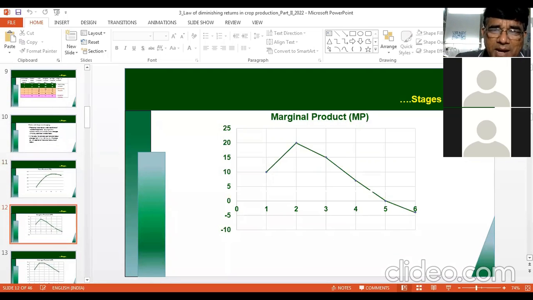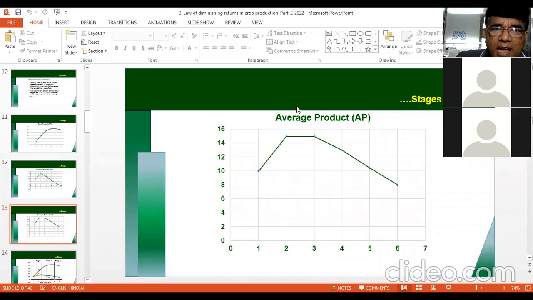Now we see marginal product. So this is how marginal product is behaving. You can see at 1 unit you get 10, at unit 2 you get 20, and then at unit 5 you get 0, and then at unit 6 you get negative. So this is the marginal product curve, MPC.